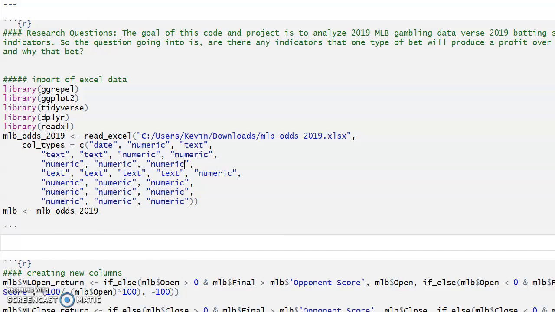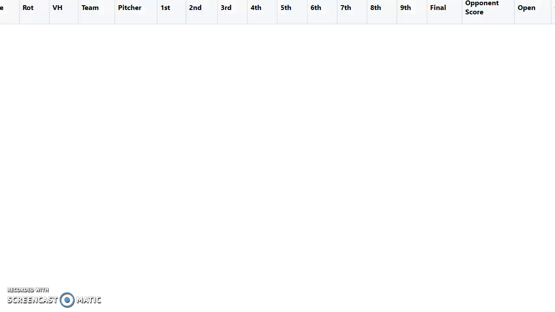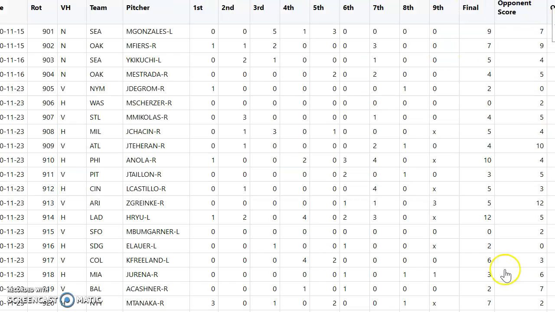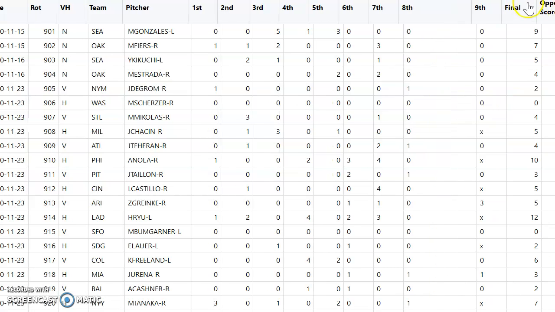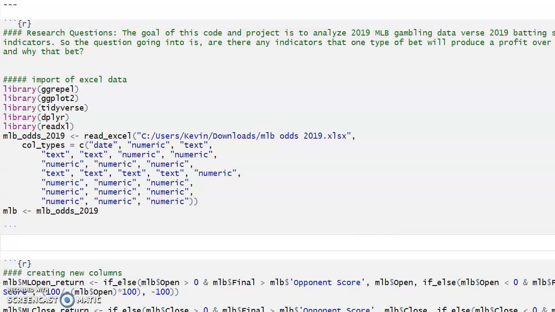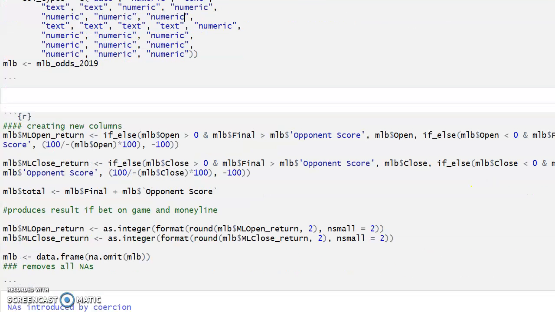So it gave me a final score, opponent score, open, run lines, but for the most part, we'll be using final score, opponent score, and the opening line, which is this. And if you're not familiar with gambling, the positive number is the underdog and the negative number is the favorite. And that'll come in handy when we do our calculations further down. And I already loaded this in just so it doesn't take any longer.